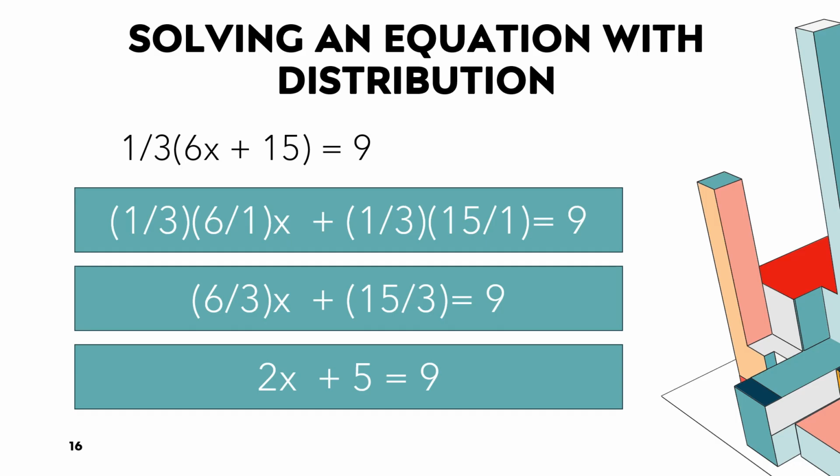First, we rewrote the problem by distributing 1/3 to the terms inside the parentheses, expressing all numbers as fractions. Next, we multiplied the numerators and denominators. Then, we simplified the fractions, transforming the problem into a basic two-step equation, which we'll solve on the next slide.